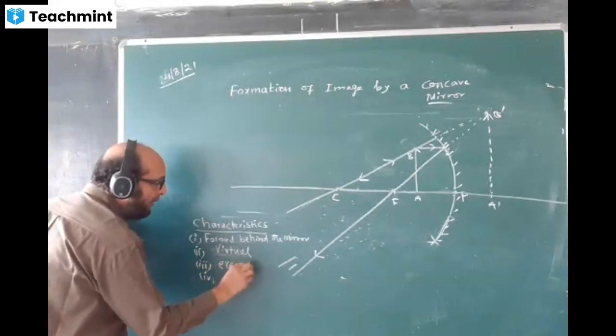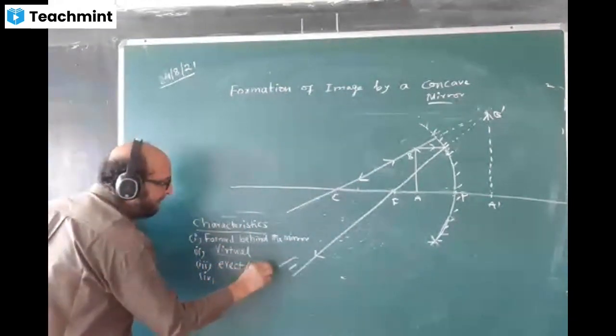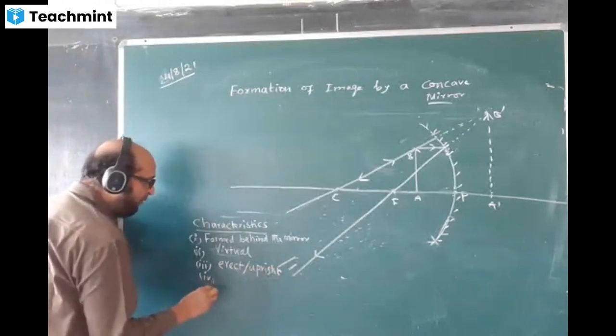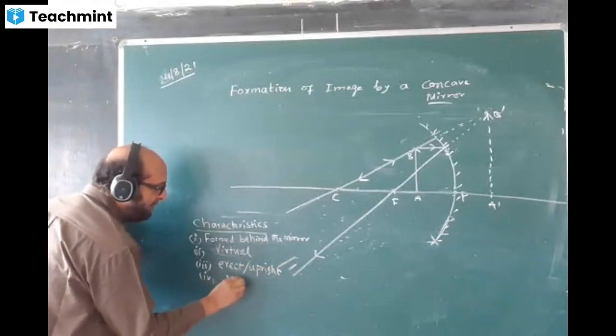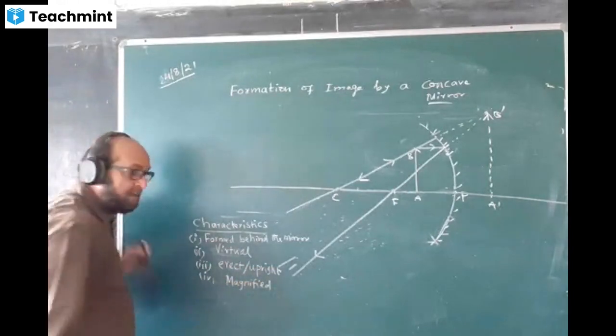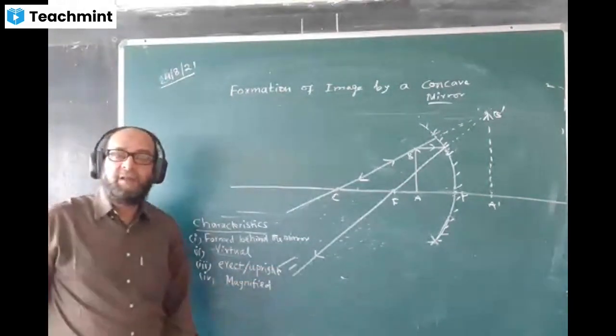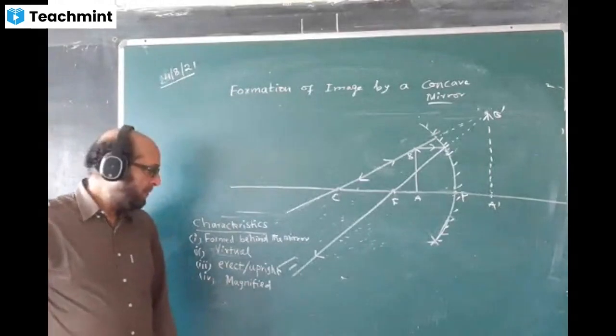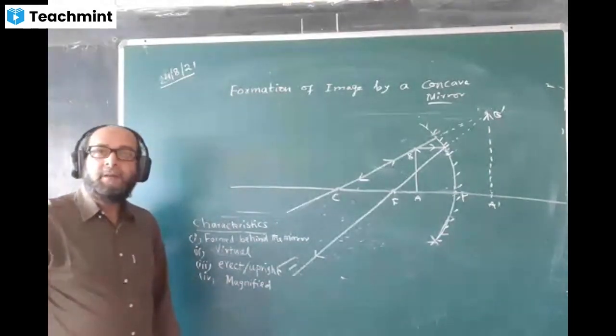And the third point, you write erect or upright. And the fourth point you write magnified. The size of the image is bigger. Write down magnified. Size of the image is magnified.